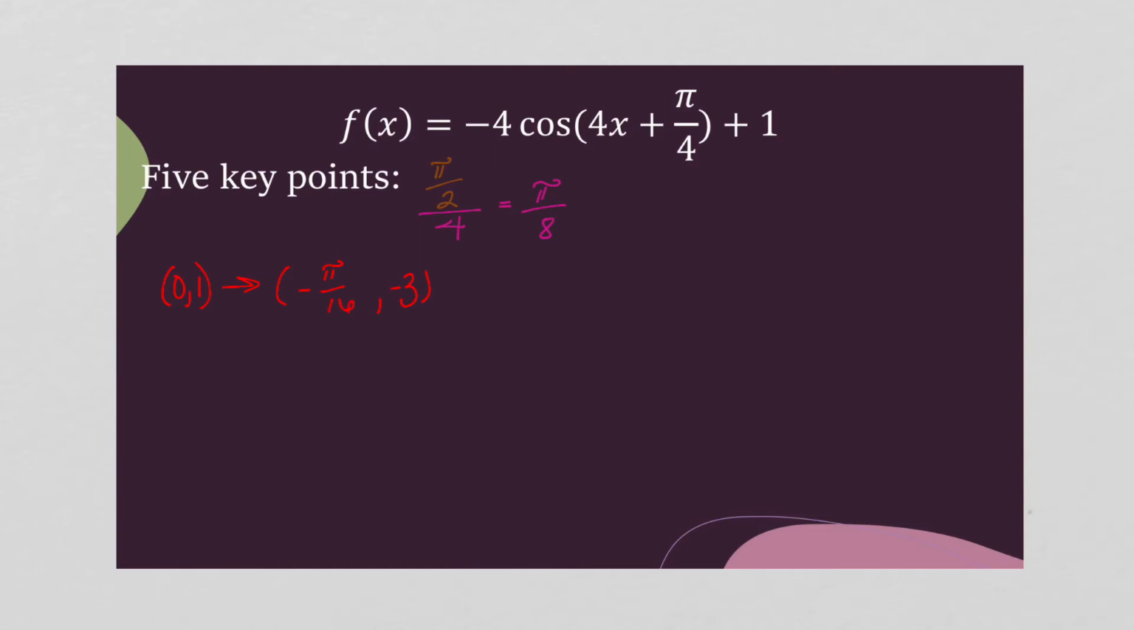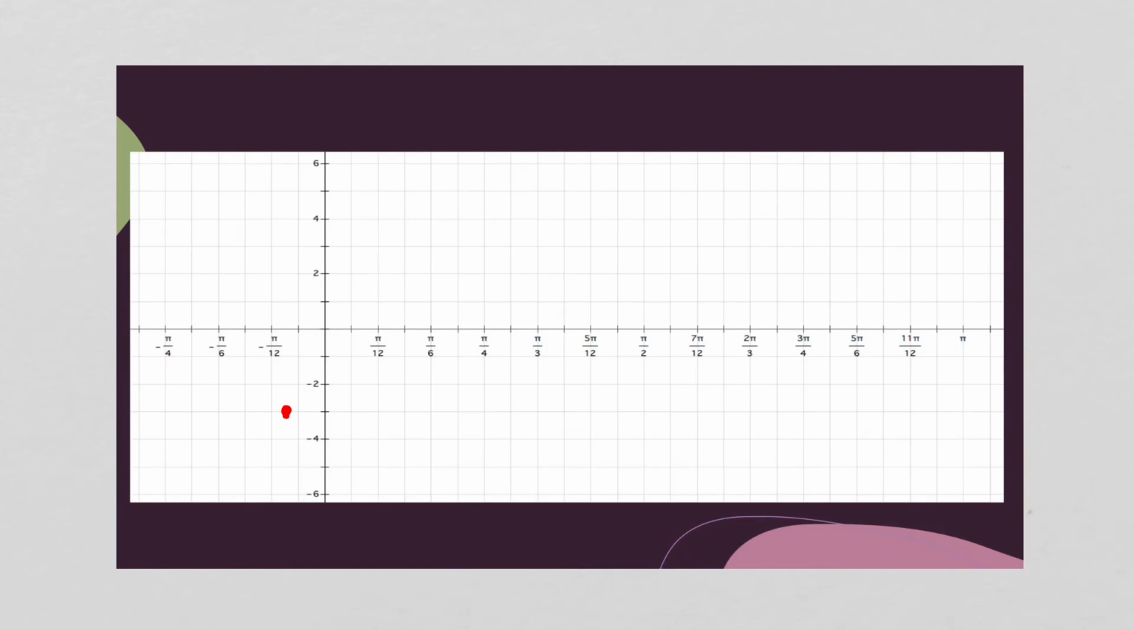Okay, let's try the next one. Looking back at your original cosine function, the next point would be at pi over 4, 0. As usual, I'm going to start with the y value. I just find that a little bit easier to start with. So we would be at pi over 4, 0.